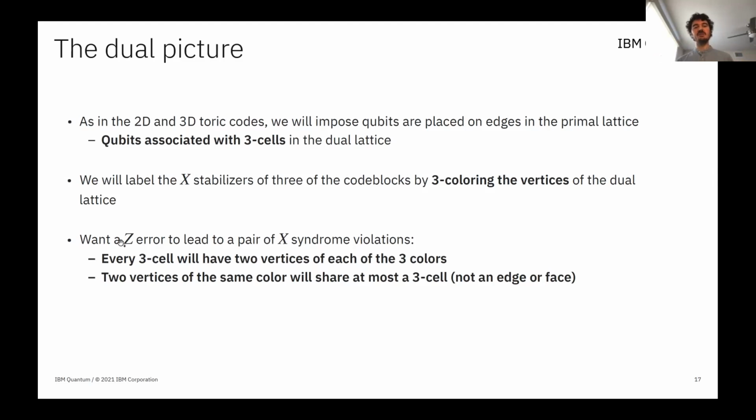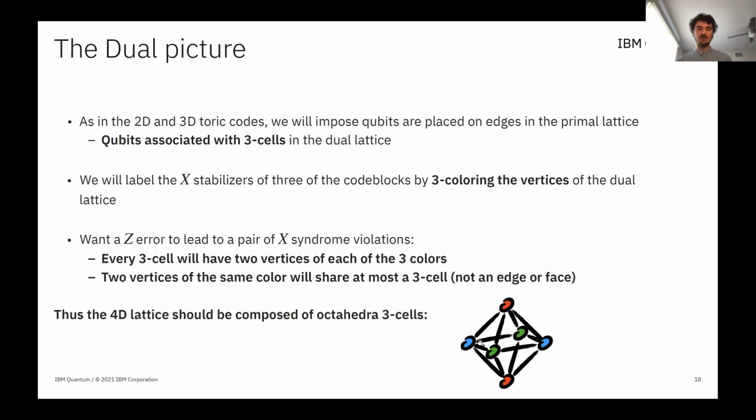And this requirement that the Z errors lead to a pair of X syndrome violations will impose that every 3 cell will have 2 vertices of each of the 3 colors. And the second point is the one I mentioned before. 2 vertices of the same color will share at most a 3 cell. They can't share an edge or a face. Okay, so this imposes a set of restrictions on our search space. And this is what we're going to be using to look for lattices that satisfy these properties. Okay, so the 4-dimensional lattice that we're looking for should, in its structure, be composed of octahedra, where we can color the vertices so that opposite poles have the same color, but vertices of the same color don't share an edge or a face.